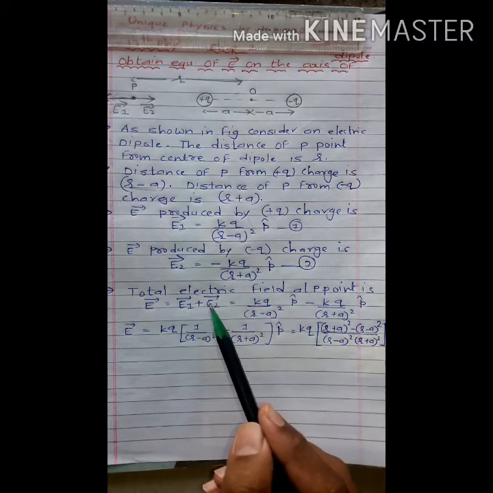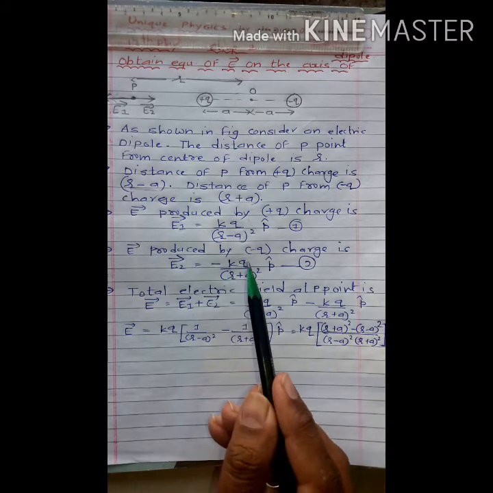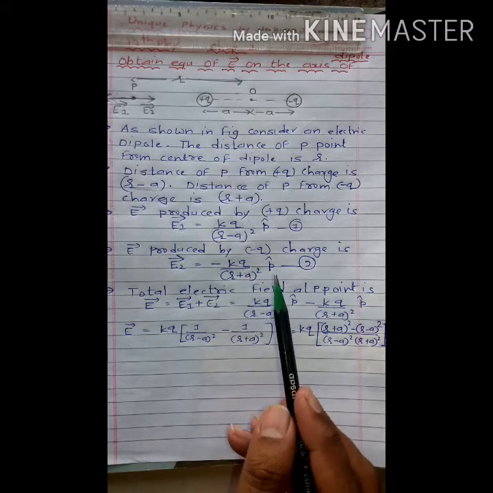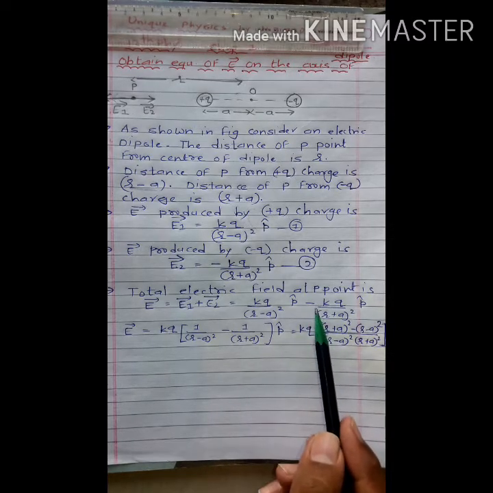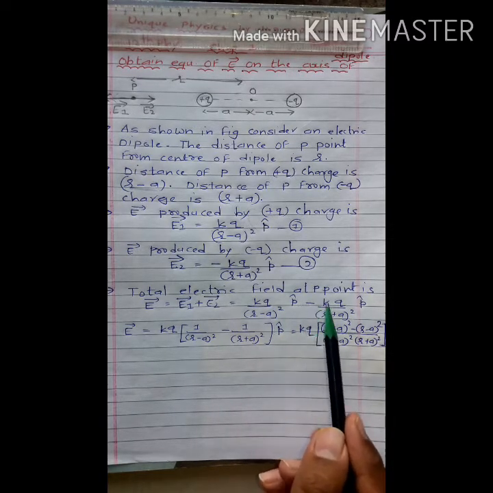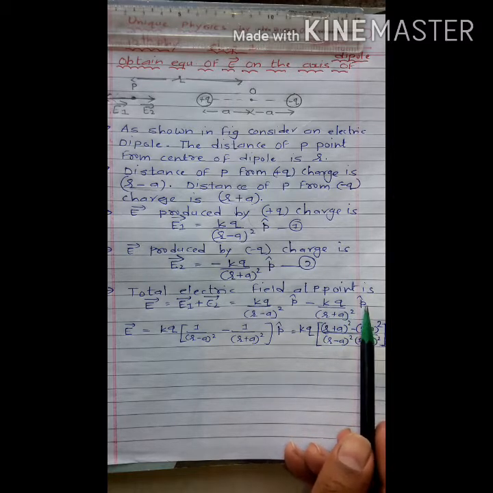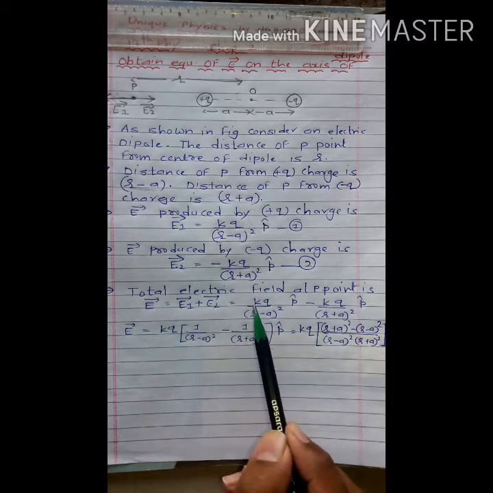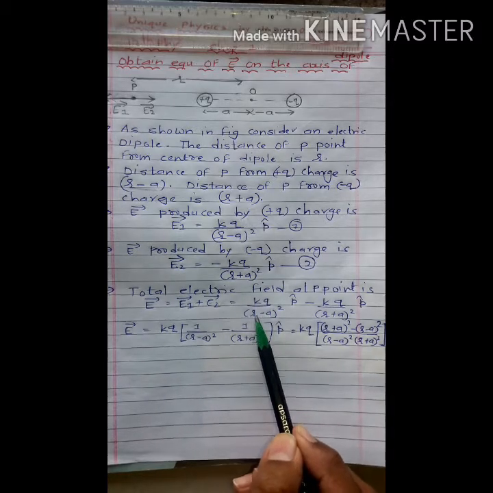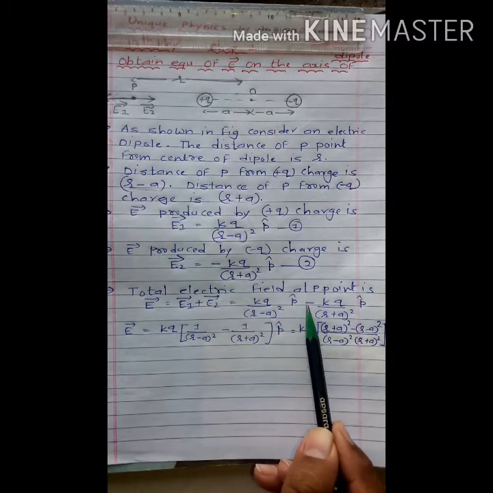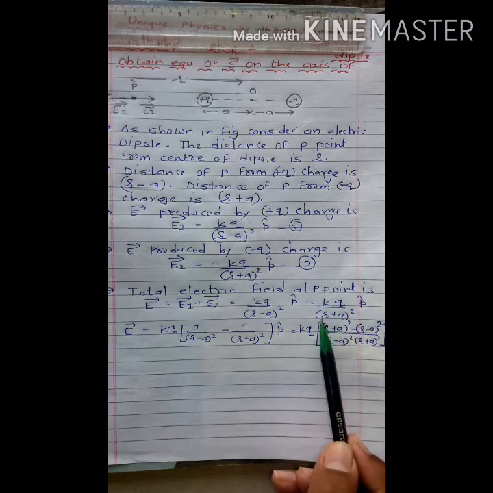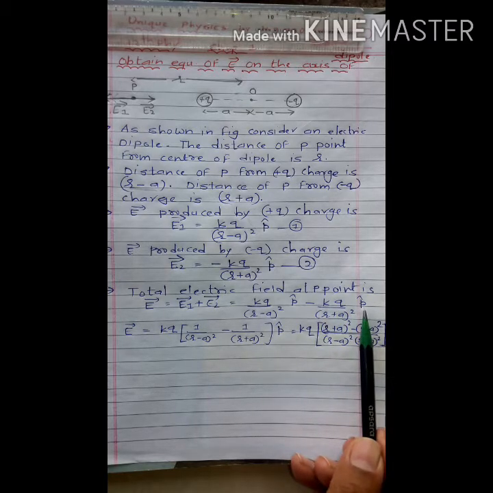So here E1 plus E2, but E2 is equal to minus KQ upon (R plus A) whole square into P cap. So this term becomes negative. Okay, so total electric field is equal to KQ upon (R minus A) whole square into P cap minus KQ upon (R plus A) whole square into P cap.